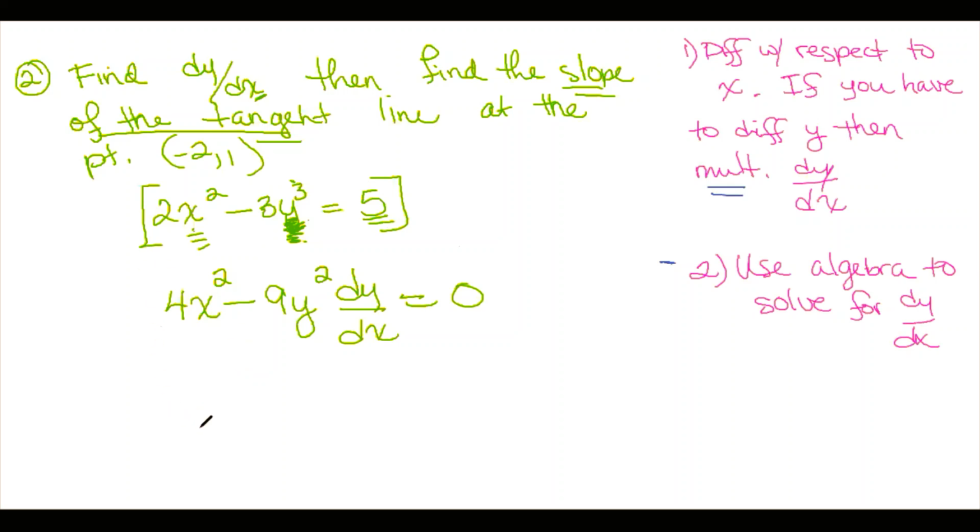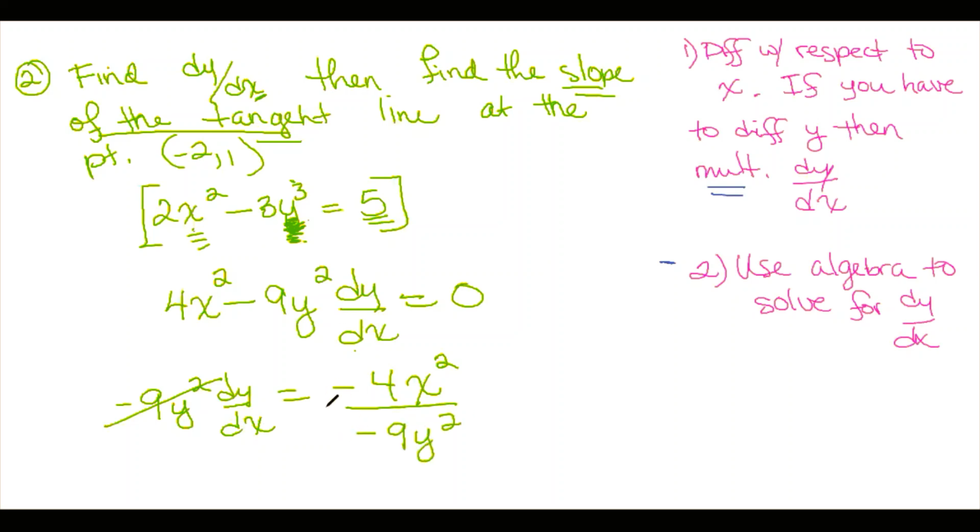Now, from here, I've got to get dy/dx alone. So that means I'm going to have negative 9y squared dy/dx is equal to negative 4x squared. Then I'm just going to divide by negative 9y squared to get dy/dx alone. And now with these two negatives, this is a positive.